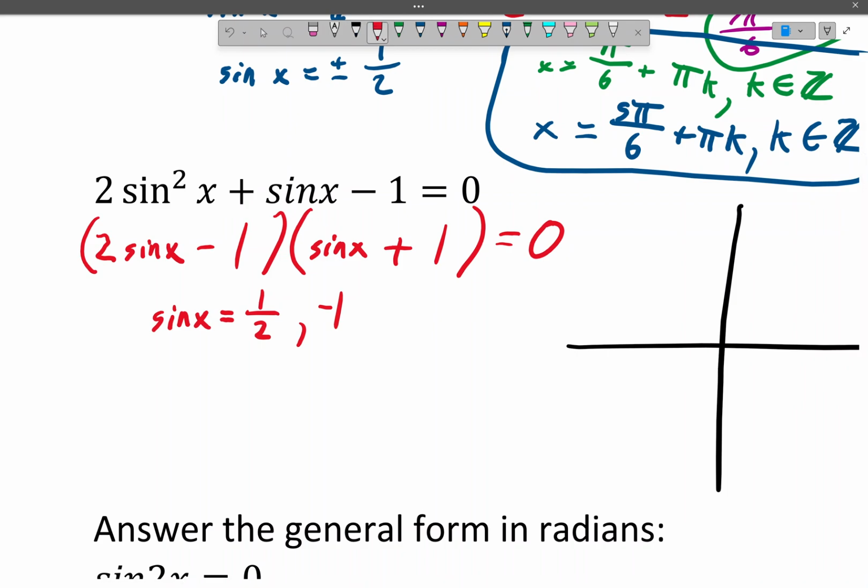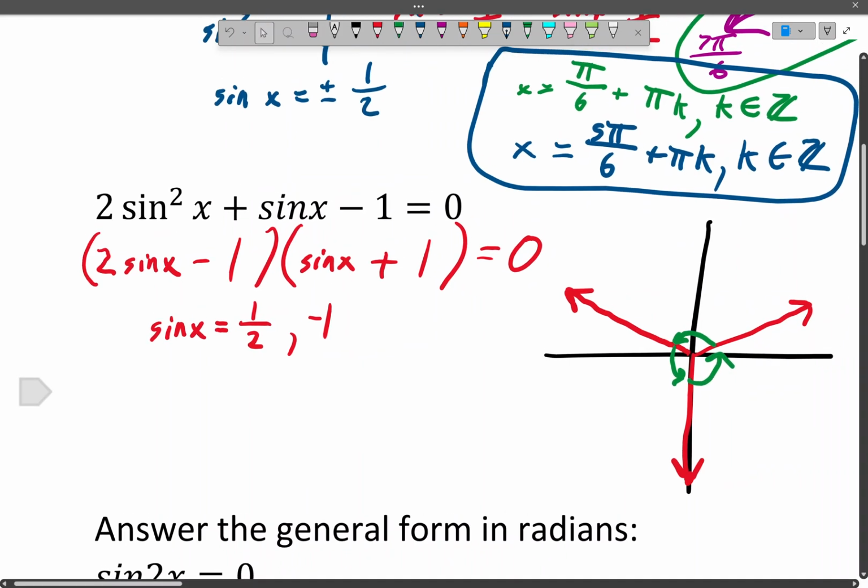Well, the sine x being -1 would be this position, the 1/2 would be this position, and the other 1/2 would be this position. And hopefully by just having 3 of them on the screen right now, you can see that there's a bit of a pattern happening here. There is a distance of 120 degrees.